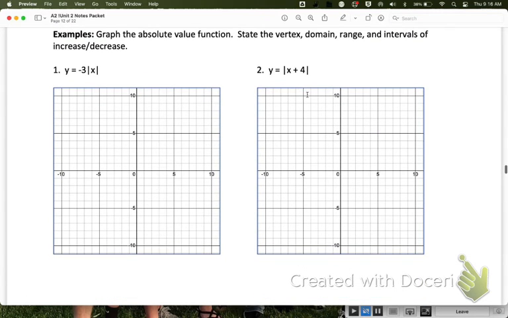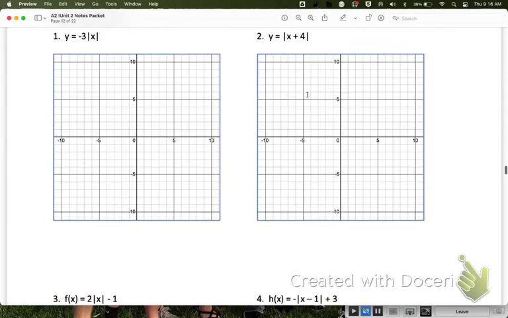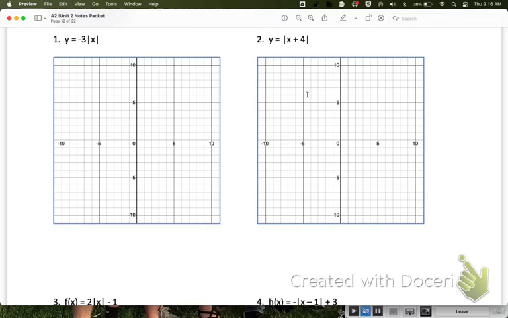So we want to graph the function, give the vertex, domain, range, and intervals of increase and decrease. And I'm going to add to that axis of symmetry, even though it didn't ask for it. So number 1 says y equals -3 times the absolute value of x. The first thing I notice is this -3. That's the value of a. So a is equal to -3.